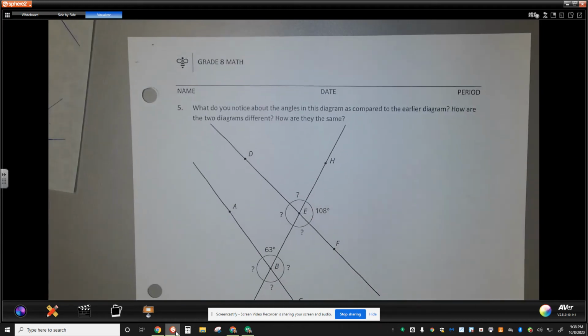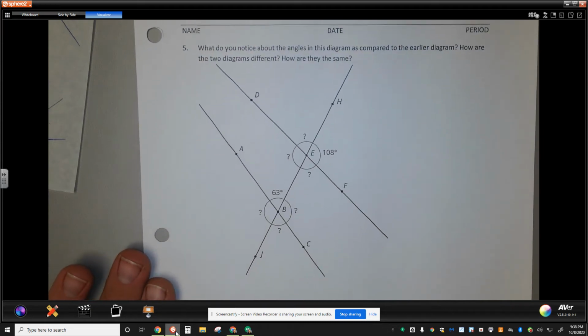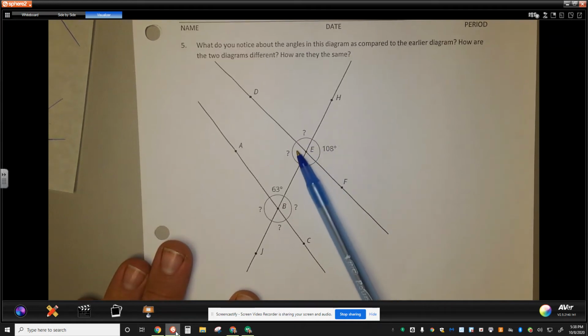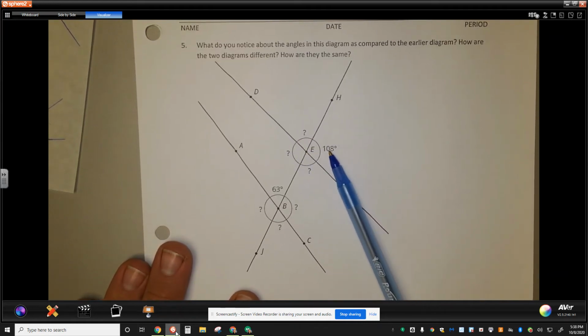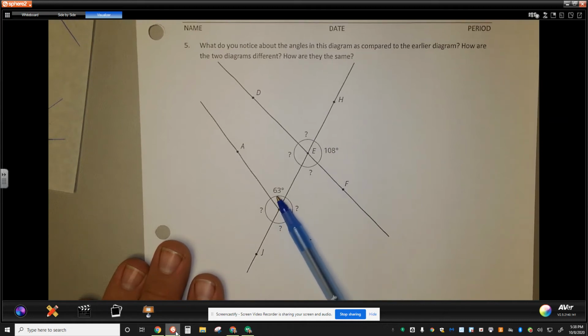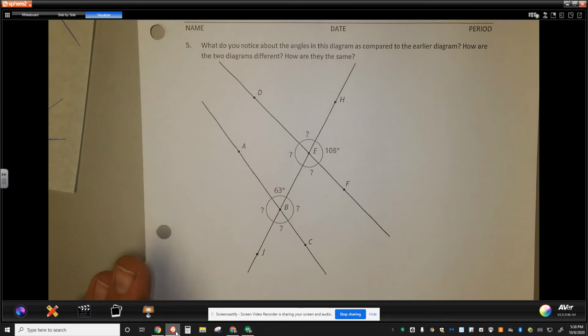Let's look at one more example, again with line DF and AC. What do you notice about the angles in this diagram as compared to the earlier ones? How are the two diagrams different? Well, I noticed that up here in this intersection around point E, they gave me this angle measure of 108 degrees. And down here, they gave me an angle measure of 63 degrees, whereas on the last two, they only gave me one angle measure. So I'm a little bit suspicious that something is going on here.